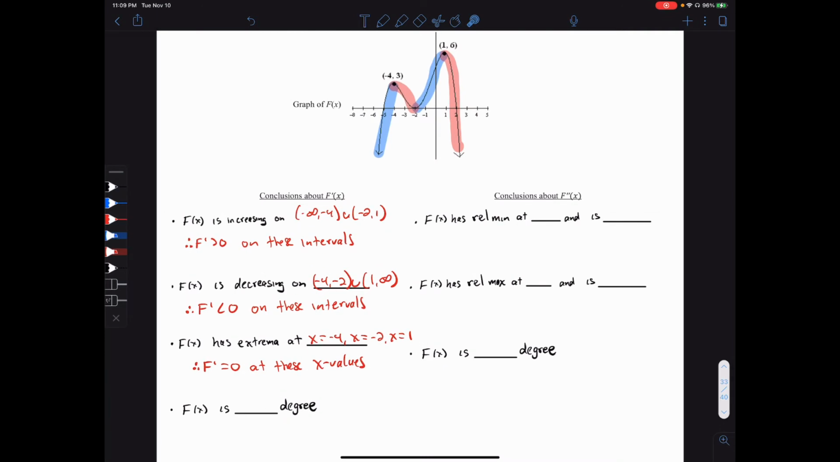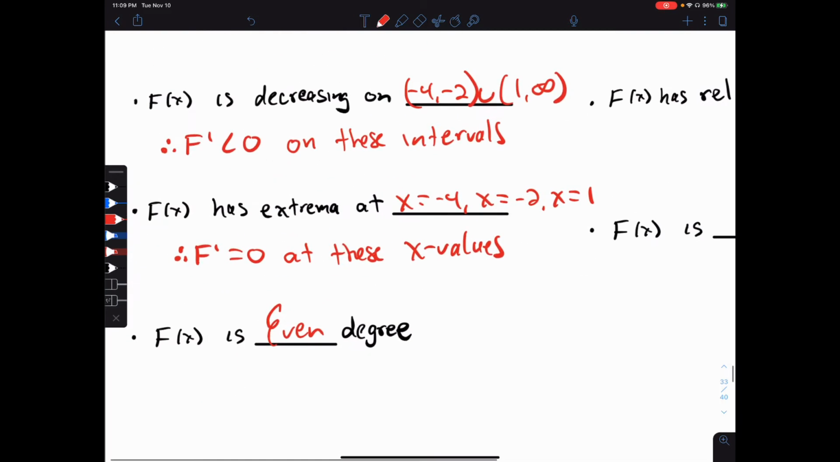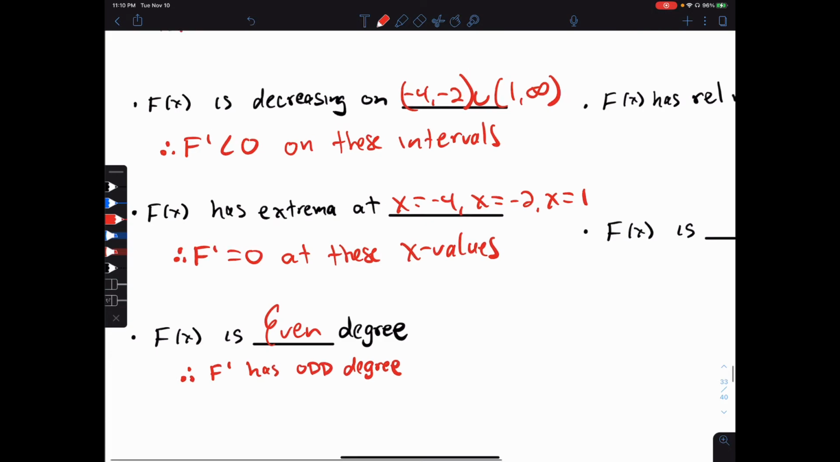What degree is f of x? Well, it looks like it could be fourth degree, but for sure we know it's an even degree function, because both end behaviors are the same and it appears to be a polynomial. So we can certainly say it's even degree, maybe the fourth degree. We can definitely conclude from this that f prime has odd degree, and it's likely cubic if that was quartic.